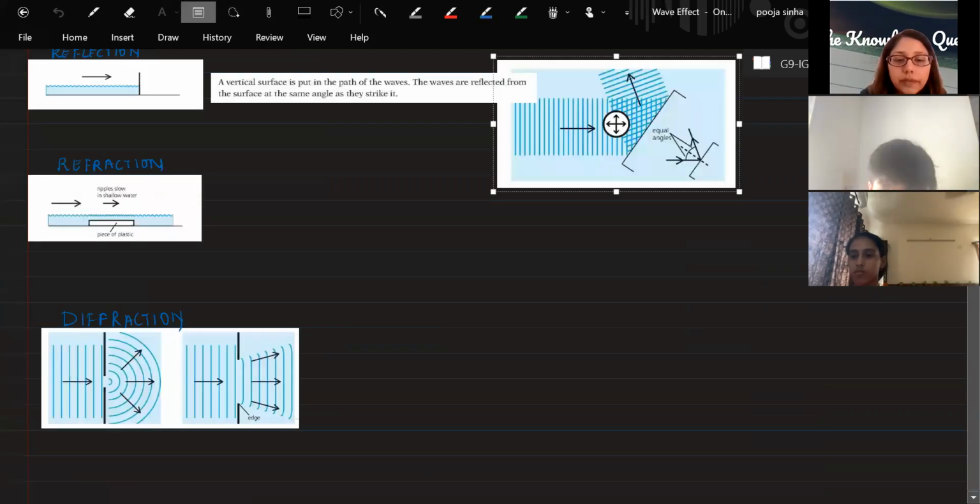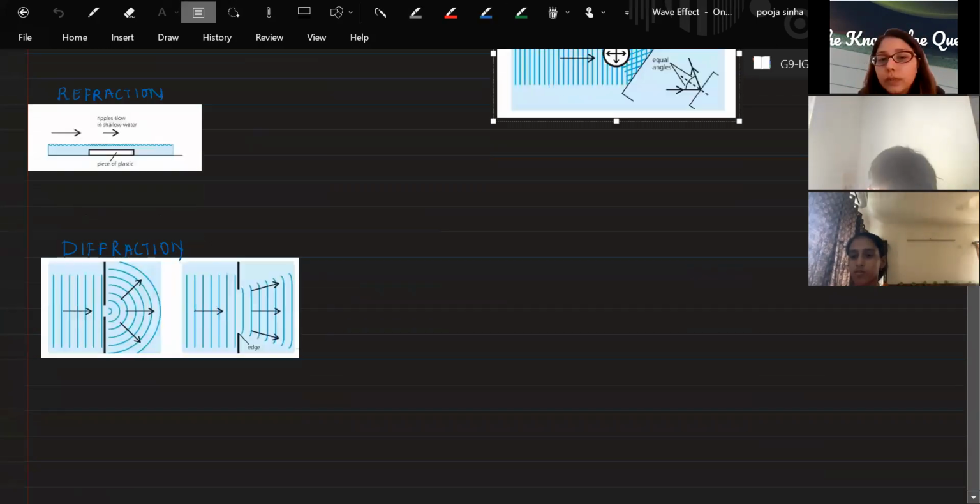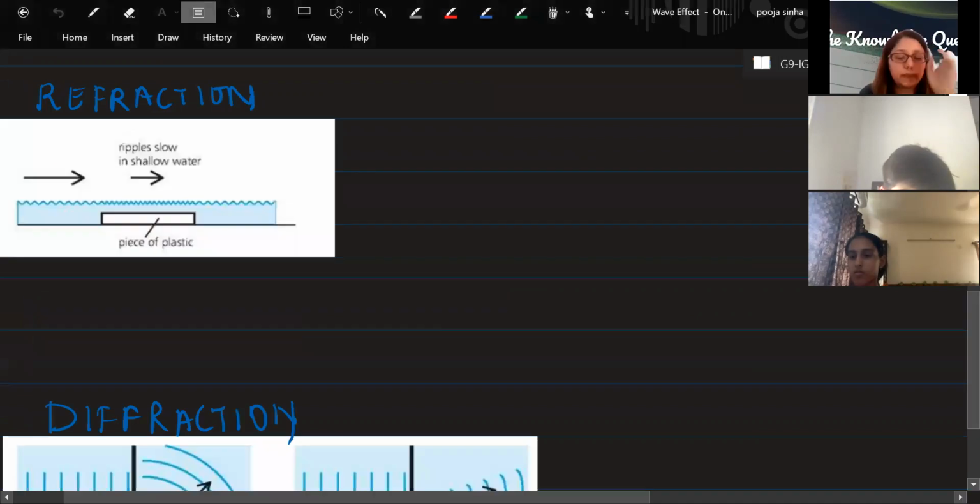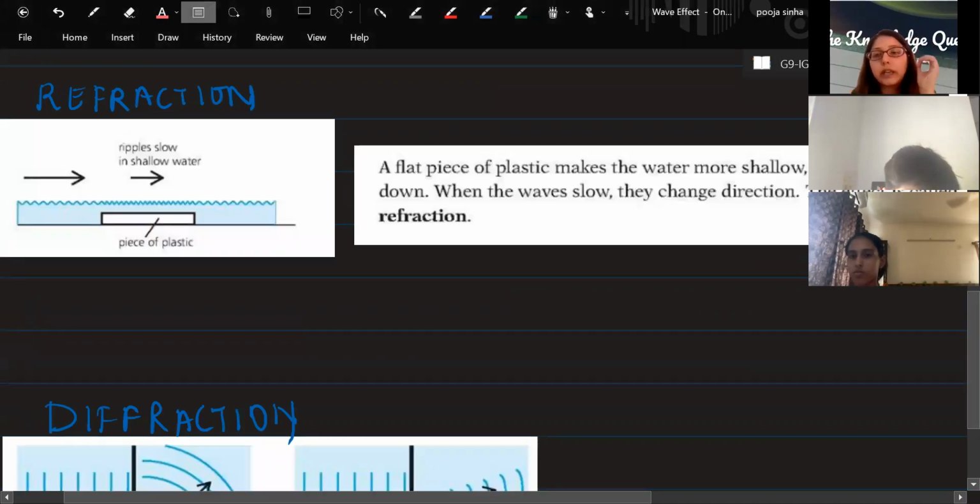Now we move to diffraction. Any confusion in this? I hope there's no confusion. No. Okay. In diffraction, you can see that there is a piece of plastic which is kept in between at the bottom. The piece of plastic has only one job: it is going to just create some disturbance in that water.